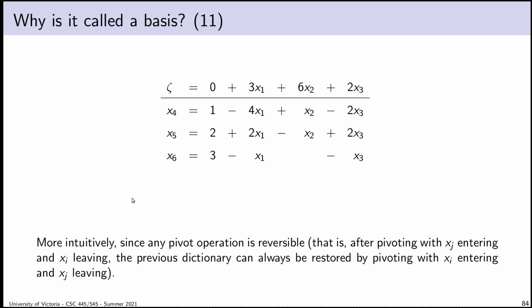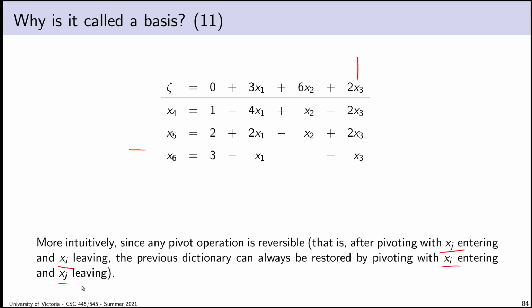If I were to pivot, let's say with x3 entering and x6 leaving, the dictionary I end up at I could always reverse that pivot operation by simply taking x3 back out of the basis and putting x6 back in the basis. In general, if I pivot with xj entering and xi leaving, and then I get to the next dictionary, I can always recover the dictionary by then having xi enter and xj leave. And so because every pivot operation is reversible, in a sense, that is the definition of invertibility.